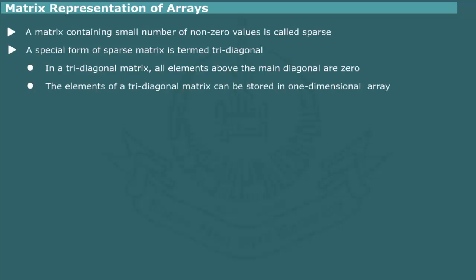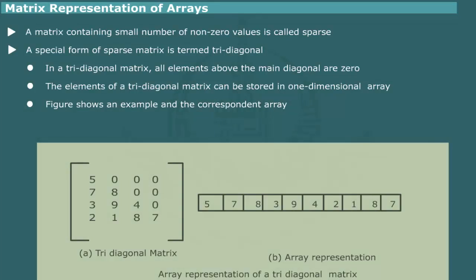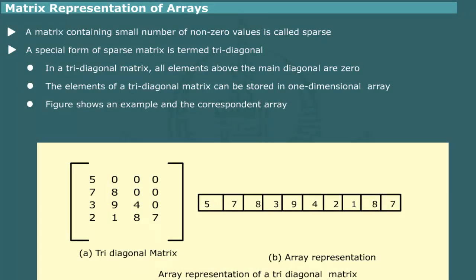The elements of a tridiagonal matrix can be stored in a one-dimensional array. The figure shows an example and the corresponding array. Notice that the matrix with 16 elements is stored in an array of 10 elements. It can be shown that in general an n by n tridiagonal matrix can be stored in a one-dimensional array of size n(n-1)/2. In this way, a large economy of storage space can be achieved.